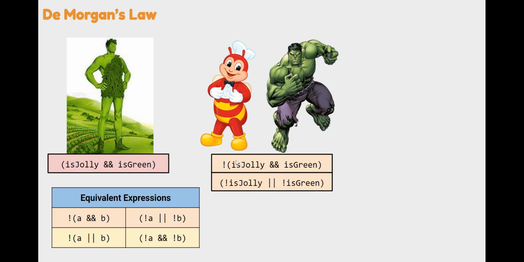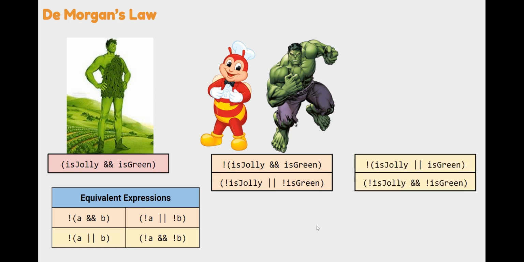The only thing that we are saying is that you are not both of these things. We are just saying you are not jolly and green. You could be jolly or you could be green. So the equivalent Boolean expression is you are either not jolly, which is the Hulk, or you are not green, which is Jollibee.